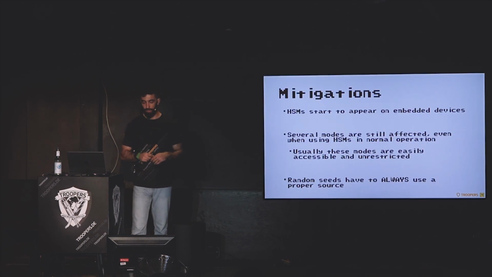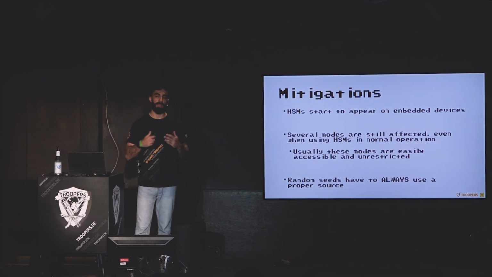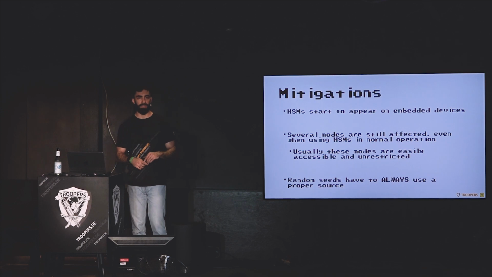Mitigations. Because as pen testers, we always have to supply a mitigation strategy and our proposal on how to mitigate those issues. Basically, almost always we suggest that there has to be an HSM, and it starts to appear on embedded devices and specifically ECUs. On the latest models, many times we found that. But the thing is that several modes are still affected.